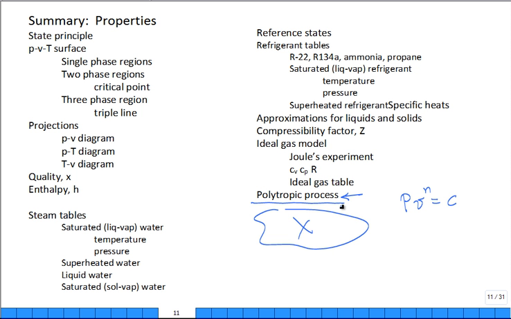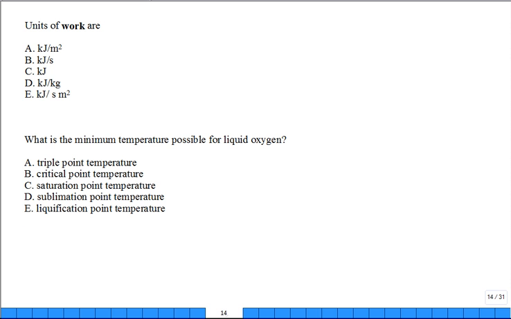There's a whole couple pages you need to read in the textbook. So we covered a lot of material in properties. It's a challenging chapter. Let's solve some problems. Here's an example of a multiple choice question. I want you to write down the answer to this question, okay?